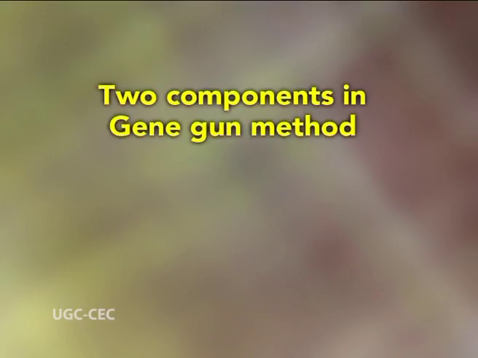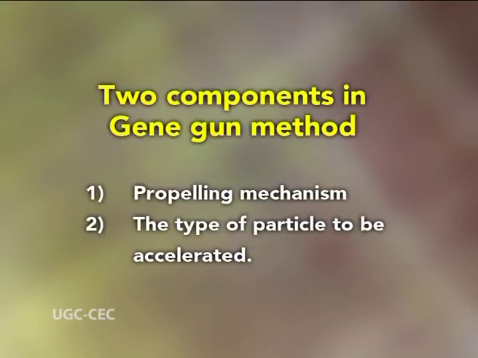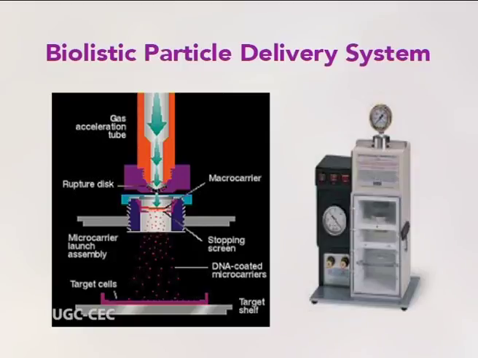There are two components in this method: first, the propelling mechanism, and second, the type of particle to be accelerated. The microprojectiles used are gold or tungsten particles. DNA or RNA is coated on the surface by precipitation with calcium chloride, spermidine or PEG. Many types of such devices have been experimented with, of which Biolistic is the most widely used apparatus. As shown in the figure, it uses gunpowder or helium gas to generate the propelling force. Other types of propelling forces used are nitrogen gas, compressed gas and electric discharge.